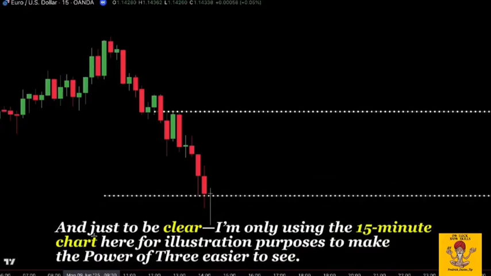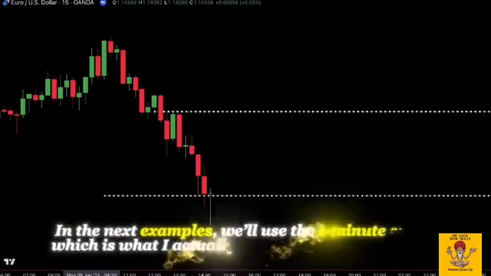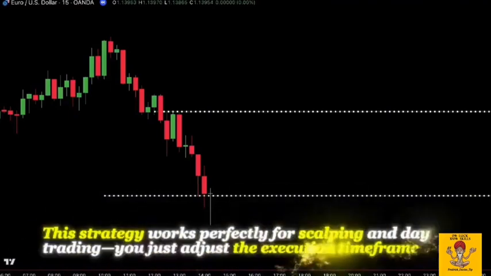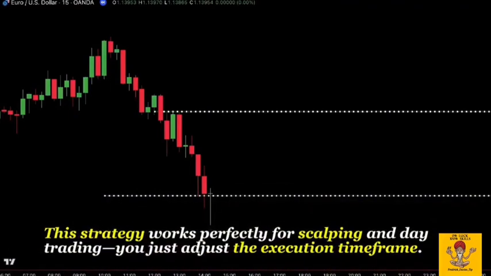And just to be clear, I'm only using the 15-minute chart here for illustration purposes to make the power of three easier to see. In the next examples, we'll use the 1-minute chart, which is what I actually recommend for scalping. This strategy works perfectly for scalping and day trading. You just adjust the execution time frame.